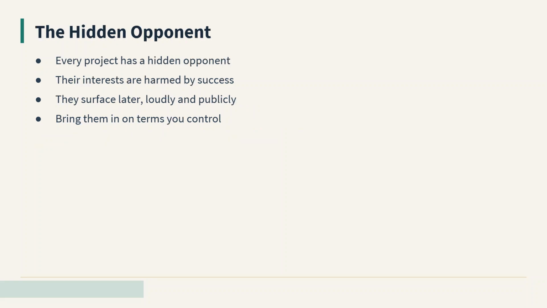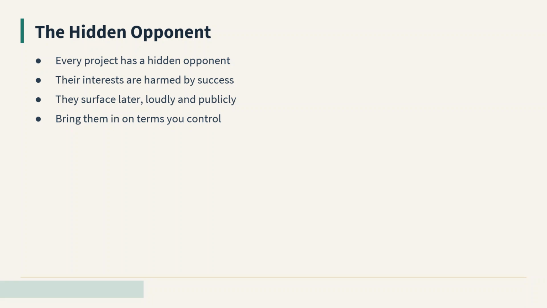Every project has at least one hidden opponent. This is a person whose interests are harmed by the project's success, who has not been invited into the planning conversations, and who has not yet surfaced their objections. Examples are everywhere. A department head whose team loses headcount if your automation succeeds. A peer project manager whose budget shrinks if yours expands. A senior engineer whose expertise is replaced by the platform you are building.